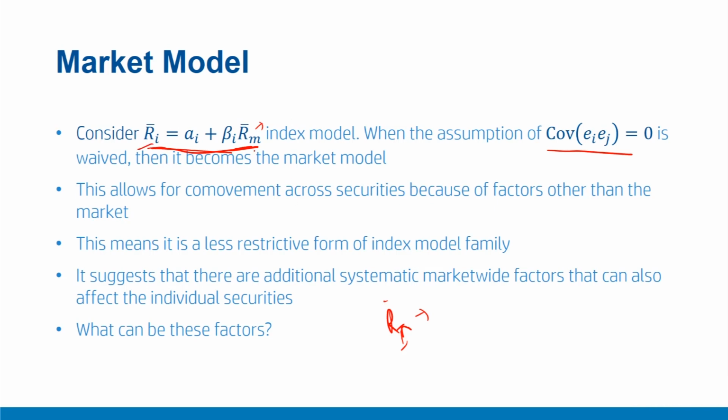The market model allows the presence of these factors and says that there can possibly be factors which cause correlation between the error terms, like Ei and Ej, because of factors like the industry factor, and they may not be on account of the market factor. So this is the market model, which is a special class of single index model which assumes the covariance between Ei and Ej is not equal to 0. It can be non-zero.